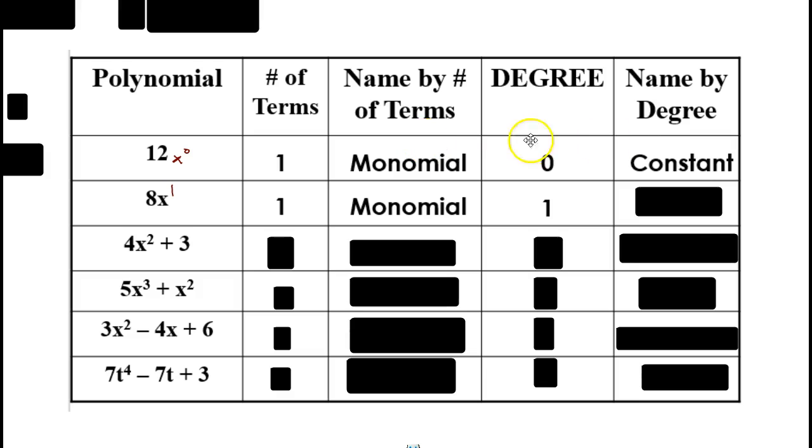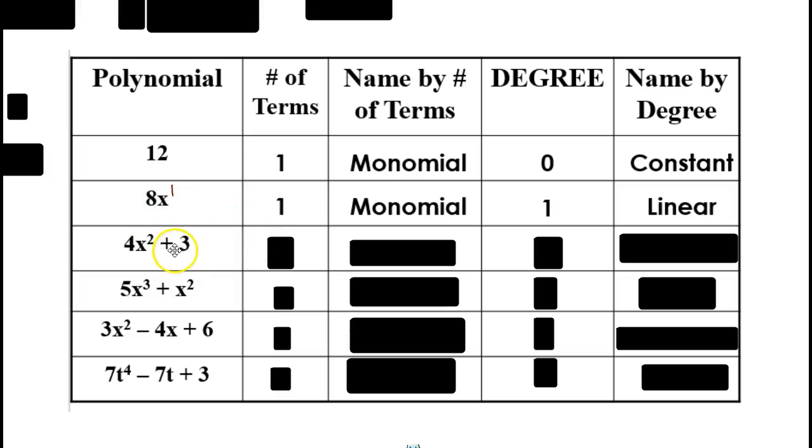You might remember these functions being called constant functions, you may not, but anything without an x is called a constant term. So if you just have 12, or just have any number without a variable, it's called a constant. So this would be a monomial constant or a constant monomial. If the degree is 1, that's when we call it a linear function. So our example here would be a linear monomial or a monomial linear, either way.